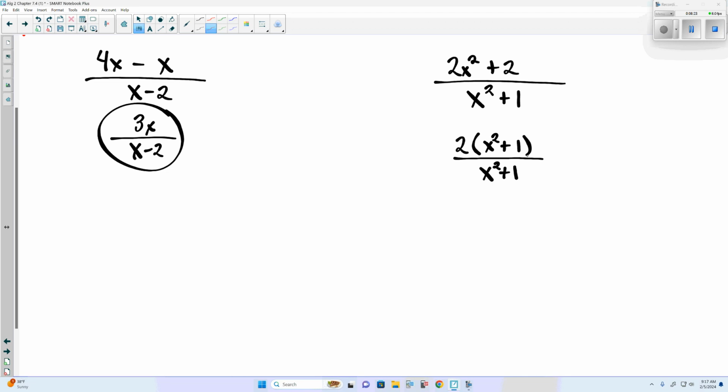Anything in common on top and bottom? X squared plus 1. So we have x squared plus 1 over x squared plus 1, yes? So those cancel out, leaving us with 2.